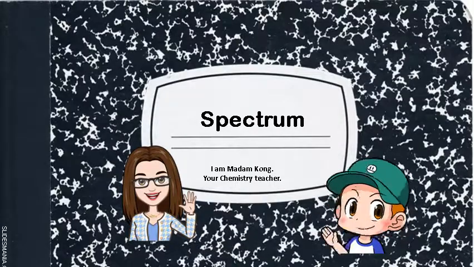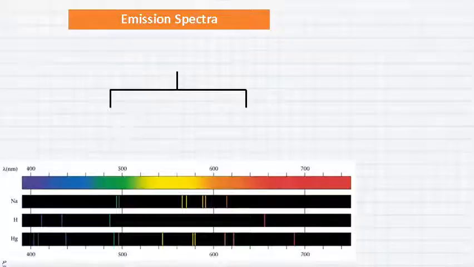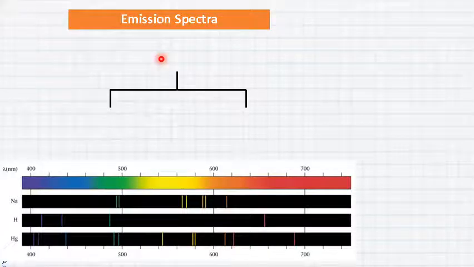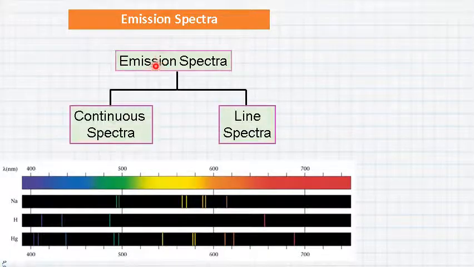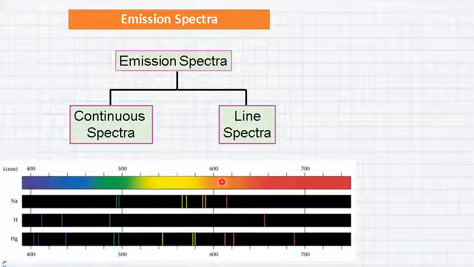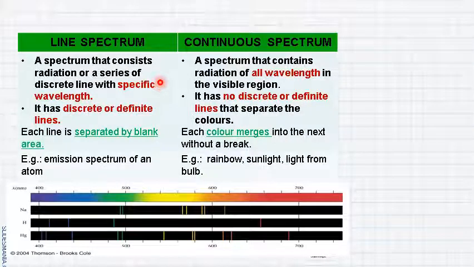Today we are going to learn about spectrum. There are two emission spectra. The first one is continuous spectra. The second one is line spectra. If you observe this diagram, this one is continuous spectra, and then the emission of sodium, hydrogen, and mercury atom is line spectrum. What is the difference between line spectrum and continuous spectrum?